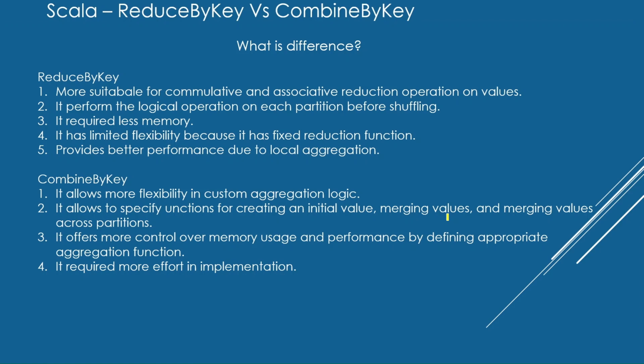So what is the difference? Let's discuss the difference. Reduce by key is more suitable for cumulative and associative reduction functions on the value. Suppose we want to do any kind of aggregation over the value. If the aggregation is cumulative and associative, like max, mean, count, sum, then reduce by key will perform better. It performs the logical operation in each partition before shuffling.